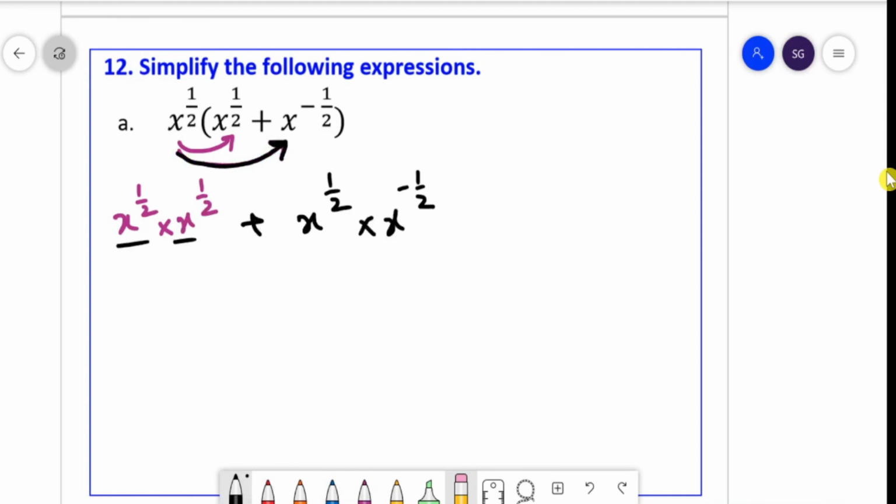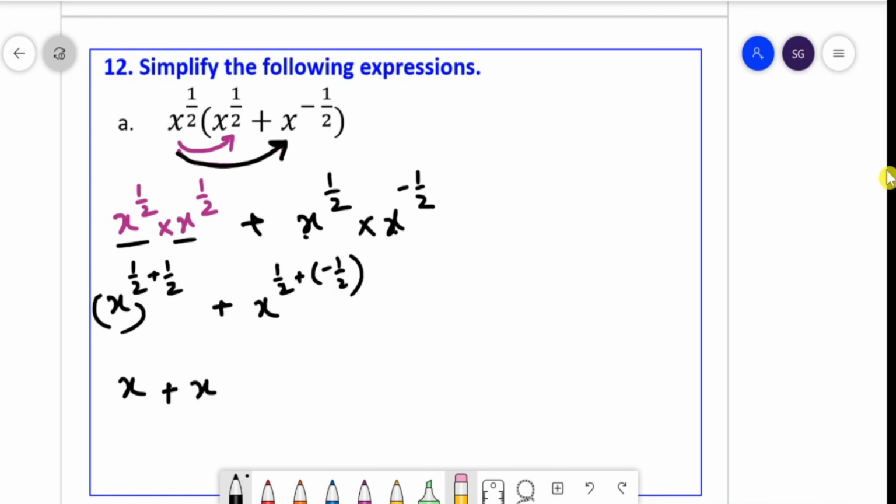Same bases are multiplied, so we add the powers. That's 1 over 2 plus 1 over 2, plus, same bases are multiplied, we add the powers again, so that's 1 over 2 plus negative 1 over 2. 1 over 2 and 1 over 2, in other words half and half make 1 complete, so that's x power 1, and we don't show the 1. And then 1 half minus half, it's x power 0, and so the final answer is x plus x power 0 would be 1. So that's your final answer.